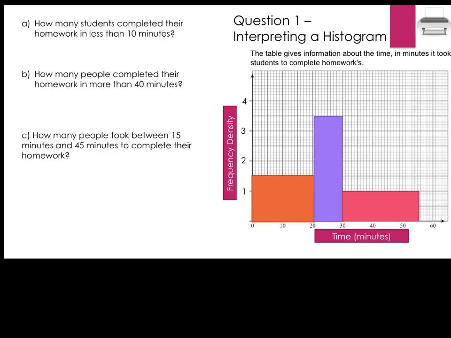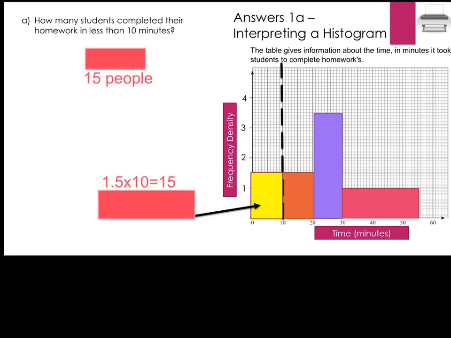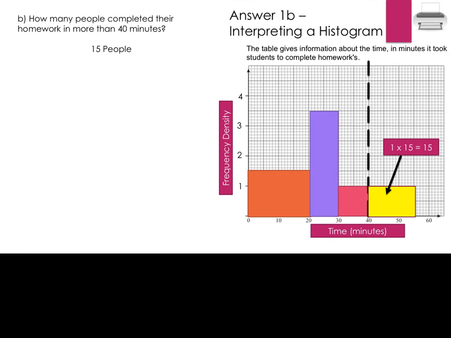Here are the answers. As you can see, I've put my line at 10 because I want to know the amount of students that completed in less than 10 minutes. Got my new rectangle, and to find the area of that I'm going to do 1.5 times by 10, which gets me 15, so it's 15 people that completed their homework in less than 10 minutes. Okay, part B, I want to know how many people completed their homework in more than 40 minutes. Again, I've drawn my line at 40, drawn my new rectangle and found the area of it. The class width was 15, the height was 1, so 1 times 15 is 15, so it's 15 people.